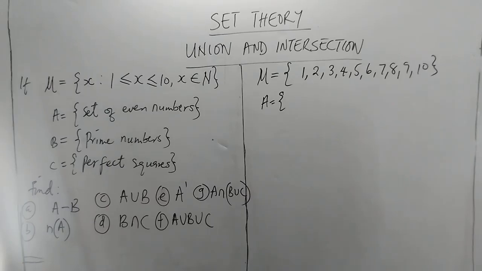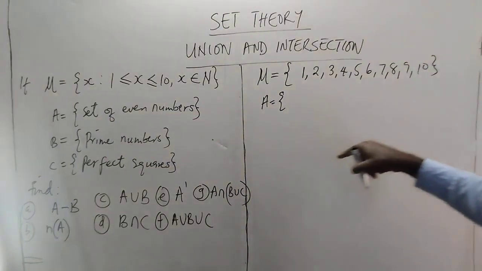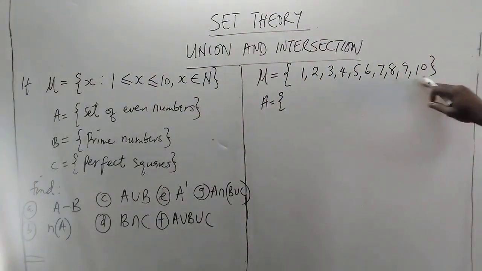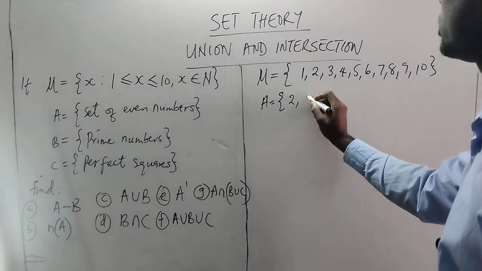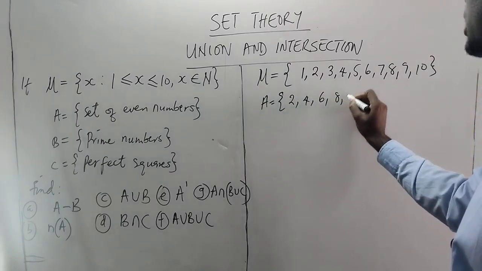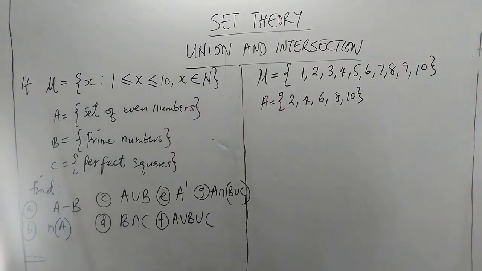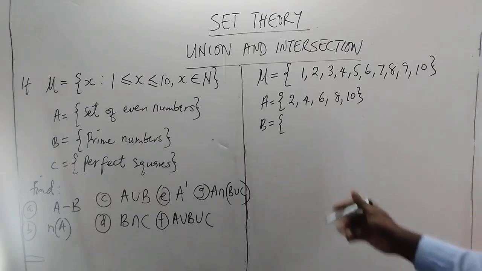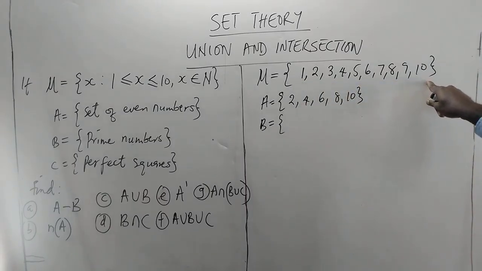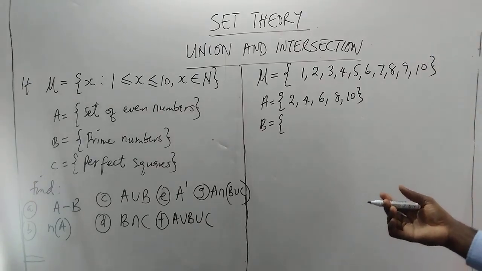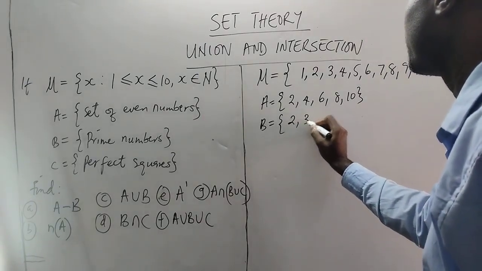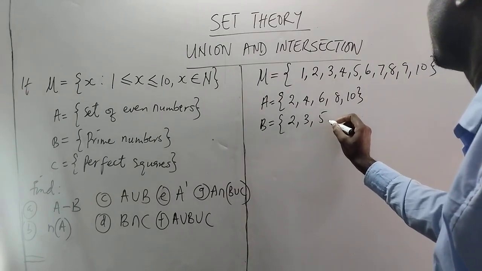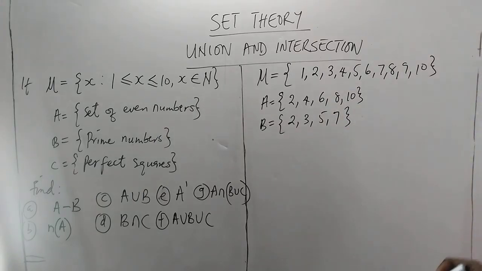The elements of A: it says set of even numbers. How many even numbers are here? We have 2, 4, 6, 8, and 10. So these are the elements of A. For B, it says prime numbers. So list the prime numbers in the universal set. 1 is not a prime number, remember. So the first one is 2, 3, 5, and 7.